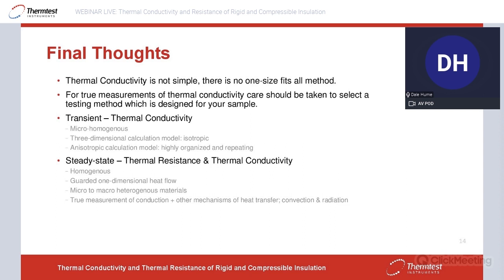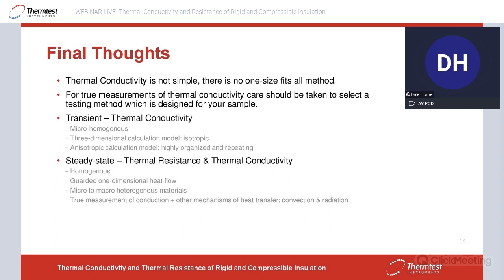So for true measurements of thermal conductivity, care should be taken to select a method that is designed for your sample. So you really have to know your sample. Is it isotropic? Is it homogeneous? That opens up doors. Look at your sample configuration in terms of size and dimension. If it is not isotropic or homogeneous, consider if it's insulation or conductive. There are ways to approach those materials.